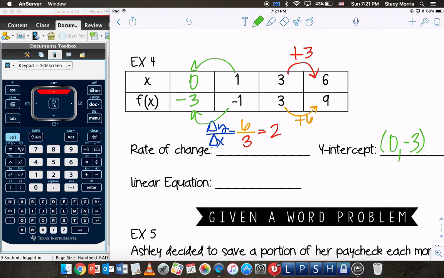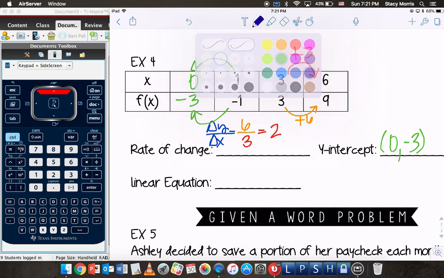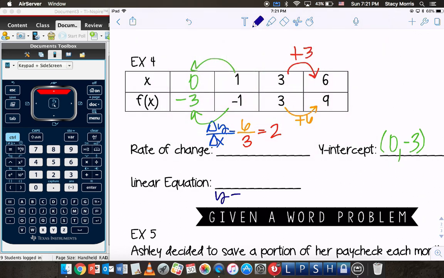All right, so my linear equation, again, is in y equals mx plus b. So I'm going to write that, y equals mx plus b. My m is my slope, which is 2. So y equals 2x plus b. My b is minus 3. So instead of putting plus negative, I'm just going to put minus 3. So 2x minus 3. So I'm just going to double check, make sure that my math is right by using my calculator to check the table.